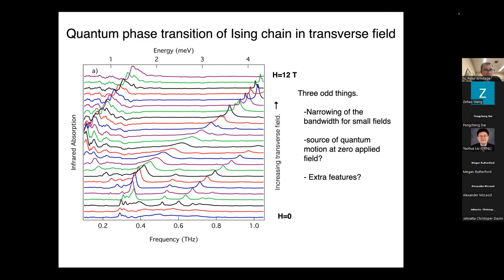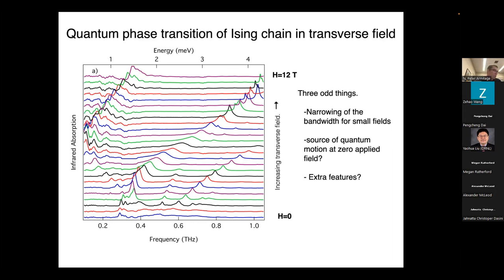The other thing that's remarkable about this is that there is any bandwidth at all for zero transverse field. If you have an Ising model with no transverse field, then you basically lose all of the quantum dynamics. You have a spin flip or a domain wall, and it just sits there. There's no way it can move. So it looks like the system, even at zero applied magnetic field, still feels some kind of intrinsic transverse magnetic field that doesn't come from the external applied field. And this was a mystery.